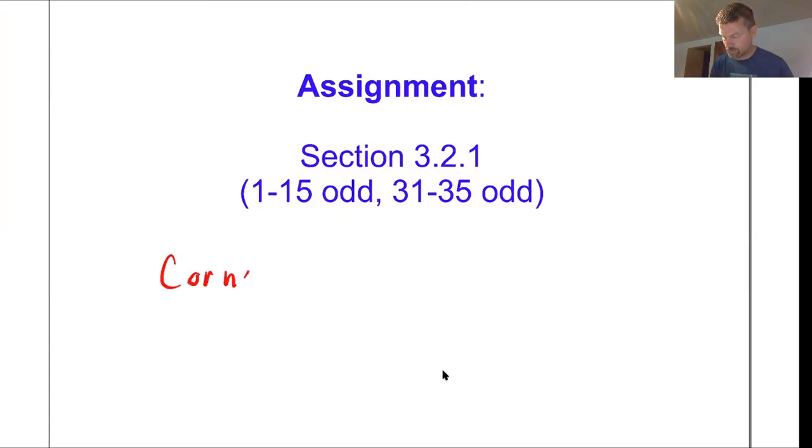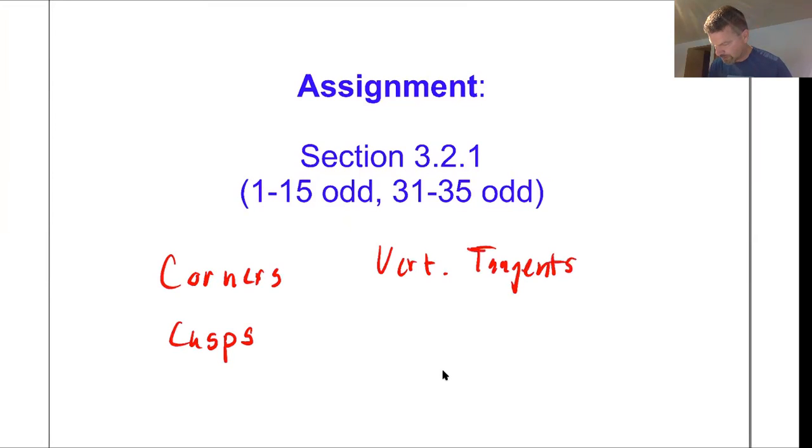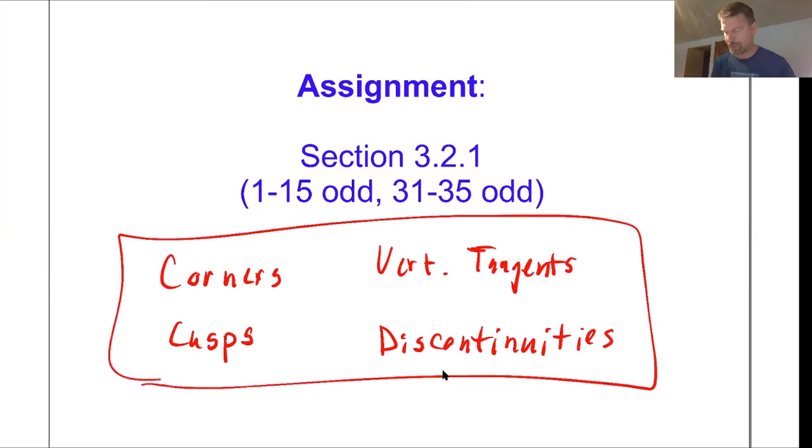Corners, cusps, vertical tangents, and discontinuities. Those are problems with differentiability. You can't find the derivative at any of those. As long as you don't have those, you can find the derivative.